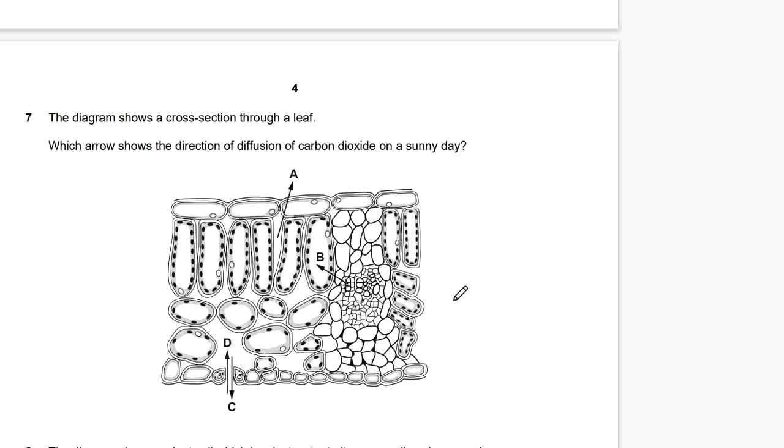The diagram shows a cross-section through a leaf. Which arrow shows the direction of diffusion of carbon dioxide on a sunny day? Of course, if we're talking about carbon dioxide during the day, we have to consider the stomata, this part. So carbon dioxide will go in through the stomata. So the correct answer is letter D.